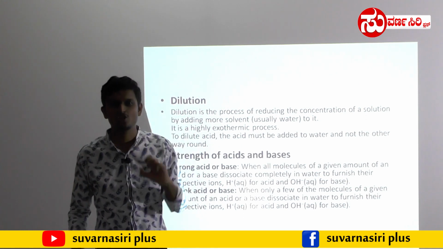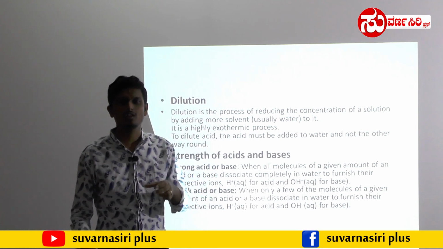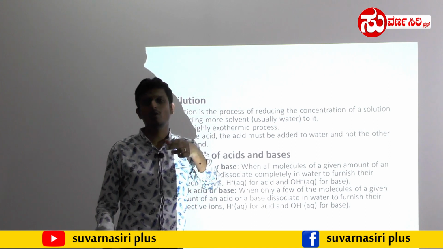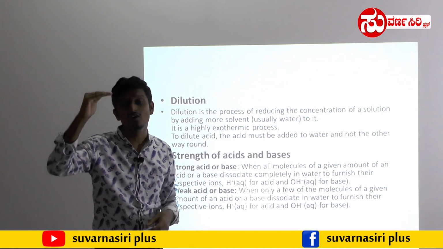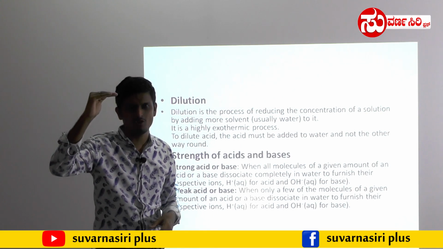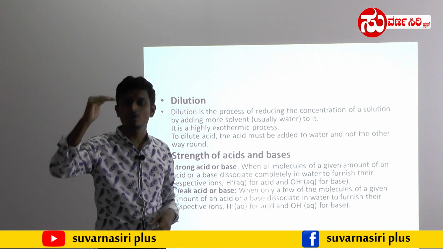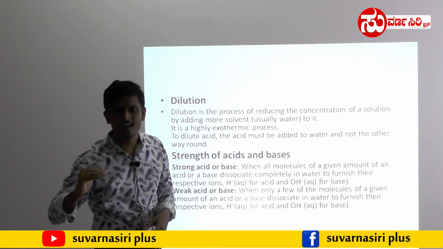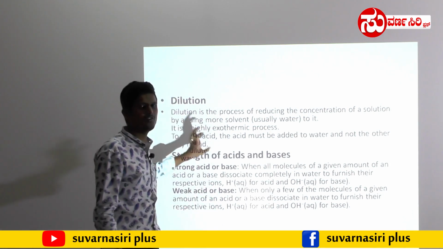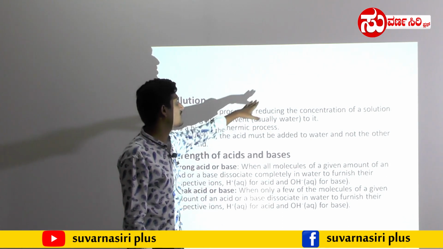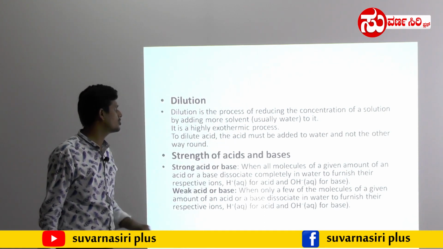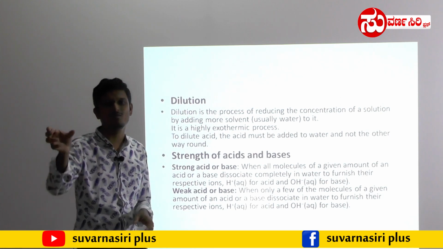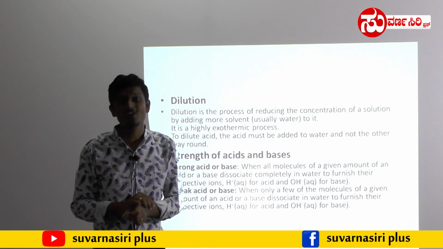While making lemonade juice, if it is too sweet or too sour, we keep adding water. What happens there? The concentration of that sour taste, the acid we added for the lemonade juice, goes on reducing. So the simple definition of dilution is a process of reducing the concentration of a solution by adding more solvent. Here for the lemonade juice, the solvent is water.